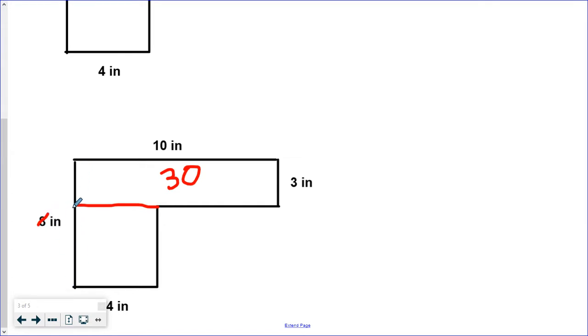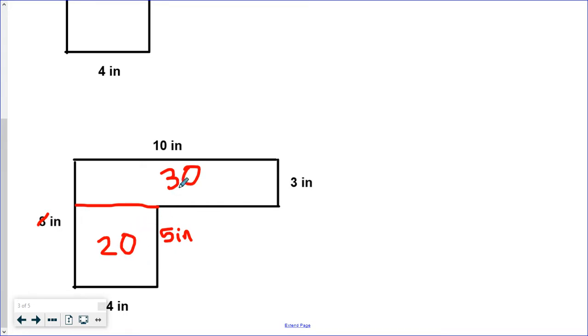But I do need to use the 8 to help me figure out this missing side here. So this side, I don't know what it is yet. I got to figure it out. So I got to take the two sides that are parallel to it and subtract them. So this right here, this is 8. We just said this was 8. And this one's 3. So I'm going to subtract those two numbers, 8 and 3. That tells me that this missing side right here is 5 inches. Now I want to take the 5 times 4. So I'm going to multiply 5 times 4. 5 times 4 is 20.